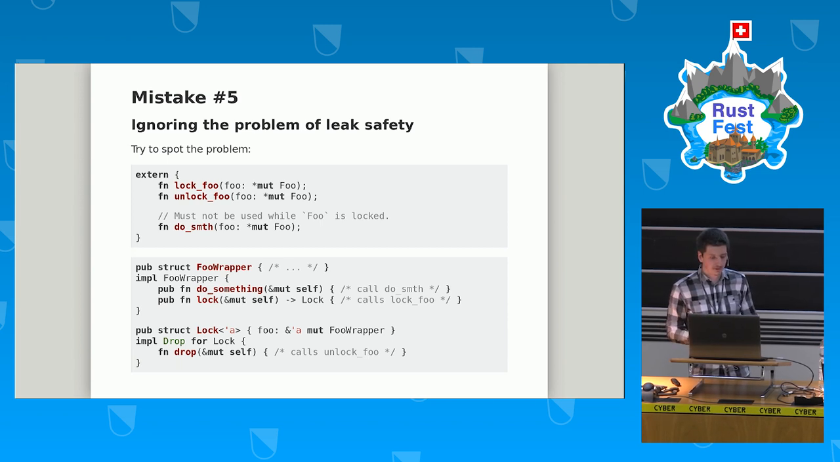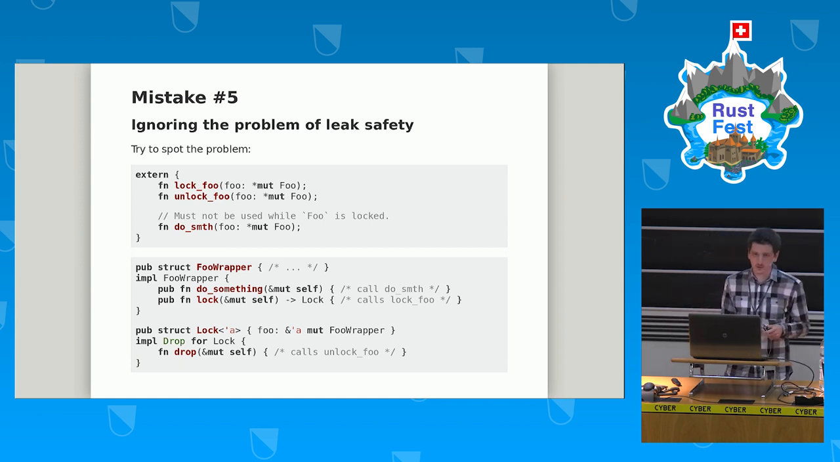provides a wrapper around the concept of a foo, which I named here foo wrapper. It provides the functions do something, lock and unlock, which simply call the C functions directly, except that the lock function returns a guard object. If you're familiar with the concept of RAII in C++, that's exactly this principle. The lock method returns an object named lock, which represents the fact that the foo is currently locked. And the destructor of lock calls unlock foo. So try to find what is wrong here.